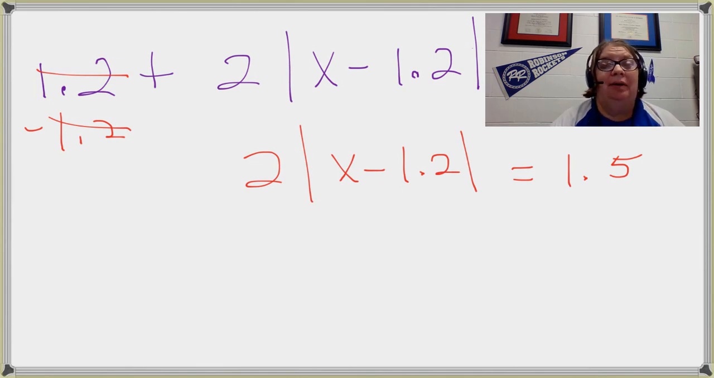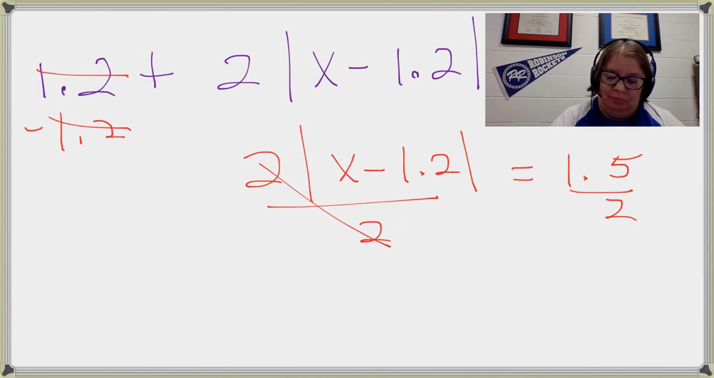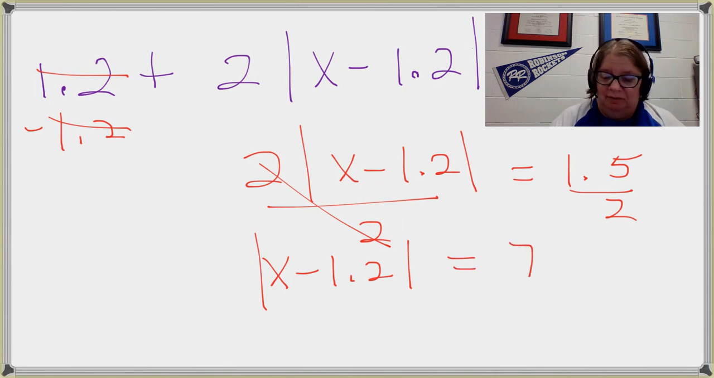How do I get the absolute value by itself? Right now it's multiplied by 2. So I'm going to divide by 2, divide by 2. So now I have x minus 1.2 absolute value equals 1.5 divided by 2 is 0.75. A mile and a half divided by 2 is 3/4 of a mile. Okay, use a calculator, use Siri, something to do that calculation. Now, we have the absolute value isolated.